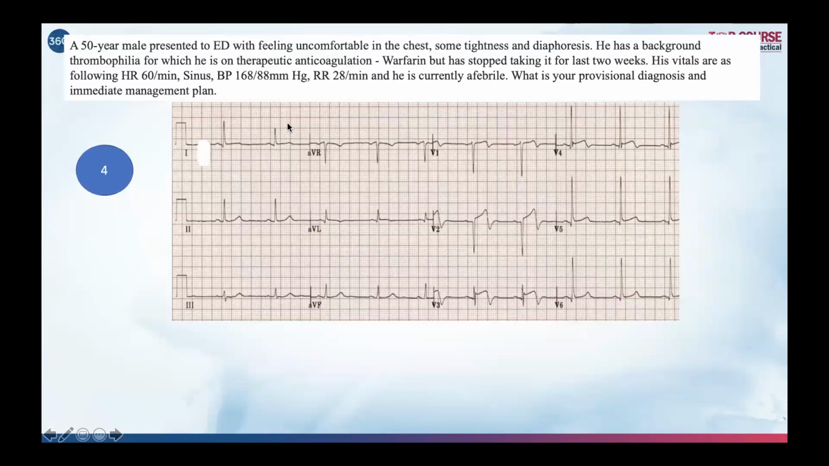Next one, a 50-year-old male presented to the ED feeling uncomfortable in the chest, with some tightness and diaphoresis. He has thrombophilia and is on therapeutic anticoagulation. Warfarin has been missed for a couple of weeks. When he presents to the ER, the heart rate is 60, BP is 168/88, respiratory rate is 28, he's afebrile. This is the ECG. So anybody who wants to diagnose?